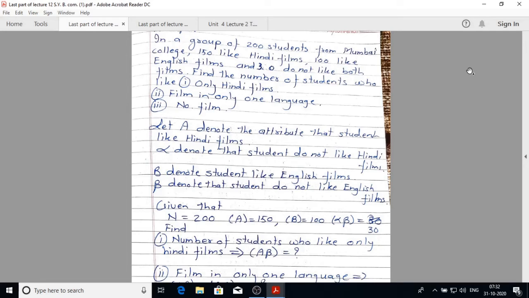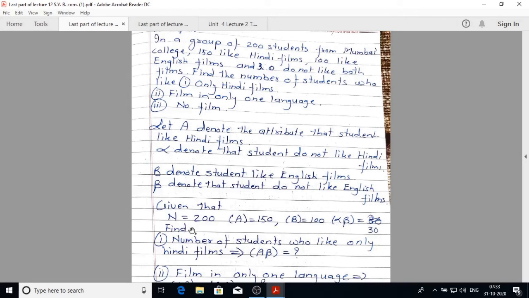So let A denote the attribute that student like Hindi films. Alpha denote that student do not like Hindi films. B denote student like English films. Beta denote that student do not like English films. So given that n is equal to 200, frequency of class A is 150, frequency of class B is 100, and frequency of class alpha beta is equal to 30.